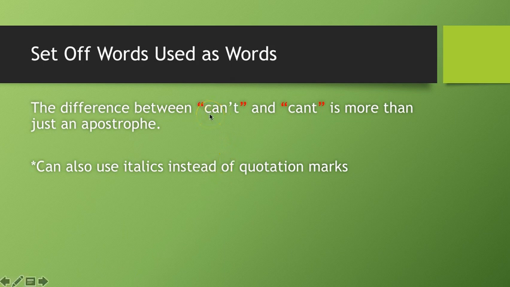But if you indicate what the actual words are, "can't" and "cant," pronounced the same, spelled one with an apostrophe, one without, meaning two different things, to indicate that "can't" and "cant" are not part of the grammatical structure of the sentence, but the two words that you're referring to, you would put them in quotation marks. And you can also use italics instead of quotation marks for this reason.